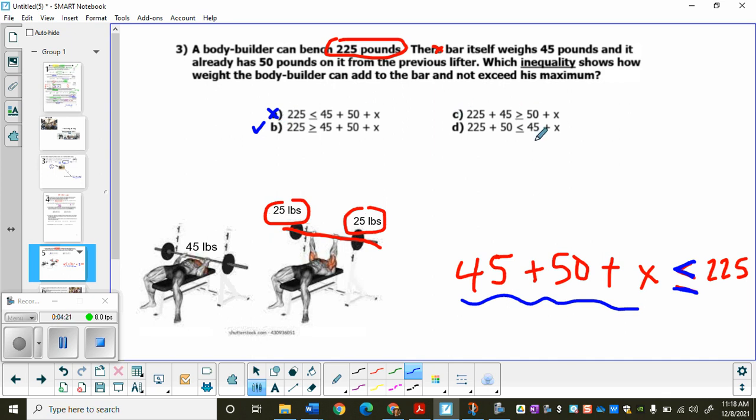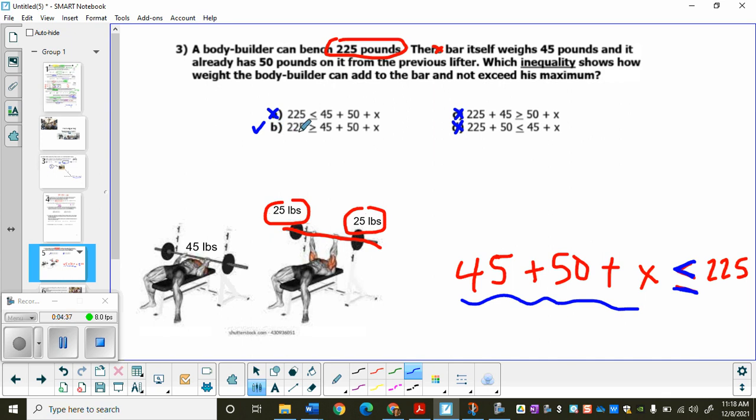Now looking at C and D, notice that C and D have overcomplicated this stuff. We haven't even seen things that look like this, with stuff on this side and stuff on this side. So we're going to eliminate both of these for right now as well.